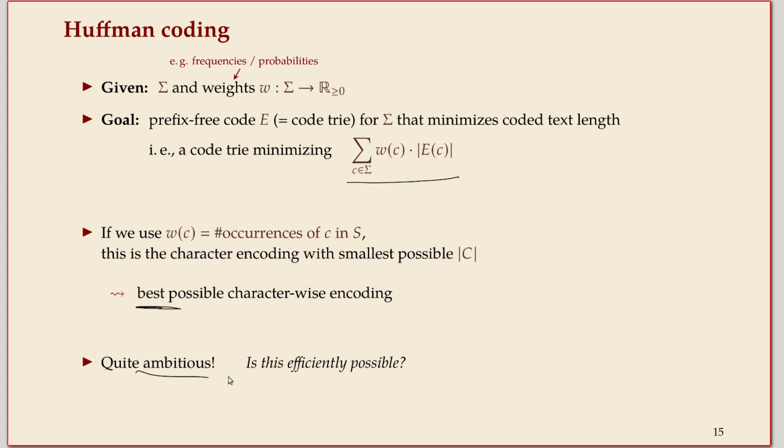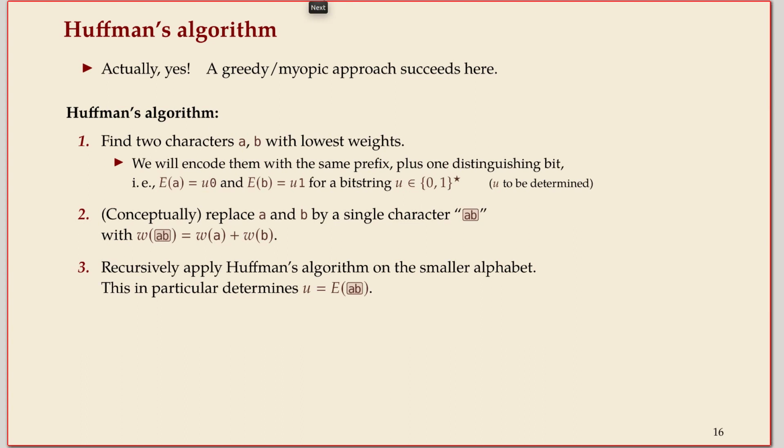Man, that sounds quite ambitious. So you might even question if it's possible at all to compute such an optimal code efficiently. But amazingly, it's actually true. It's actually possible. You can do this. And the reason why intuitively this fairly ambitious task is solvable is that we can apply a greedy approach here. So a simple heuristic to get a best start at the solution is good enough to produce a globally optimal solution.